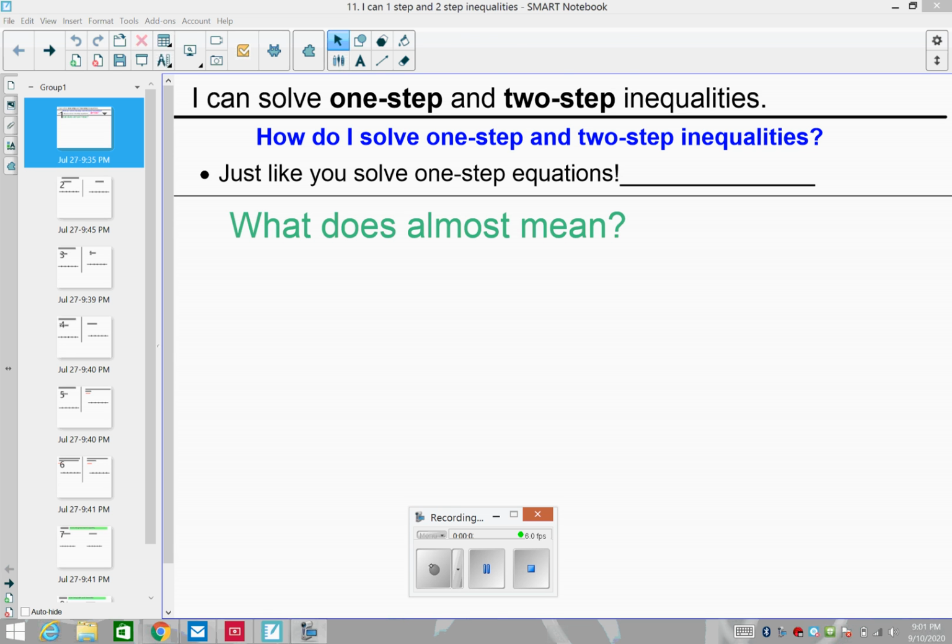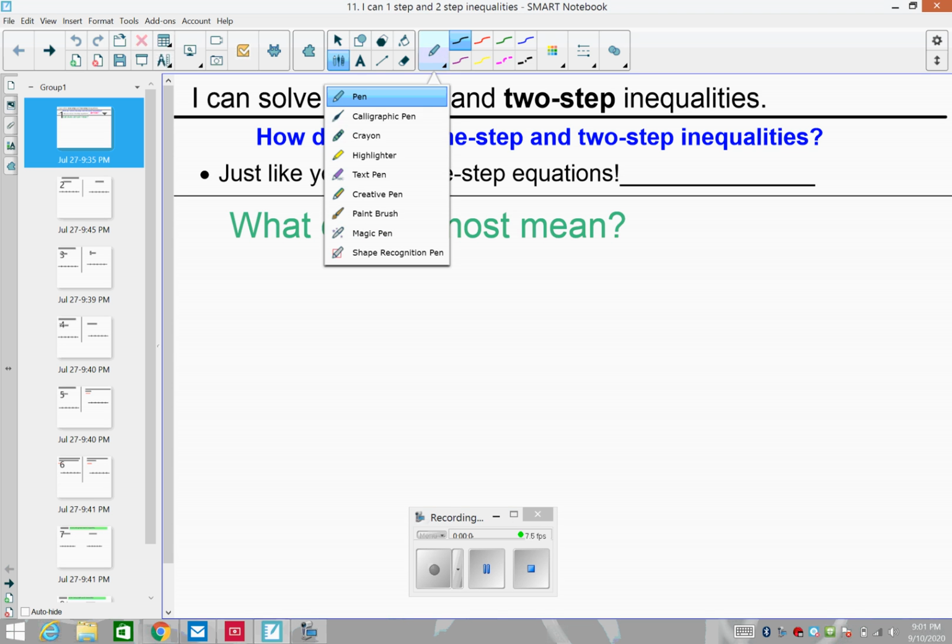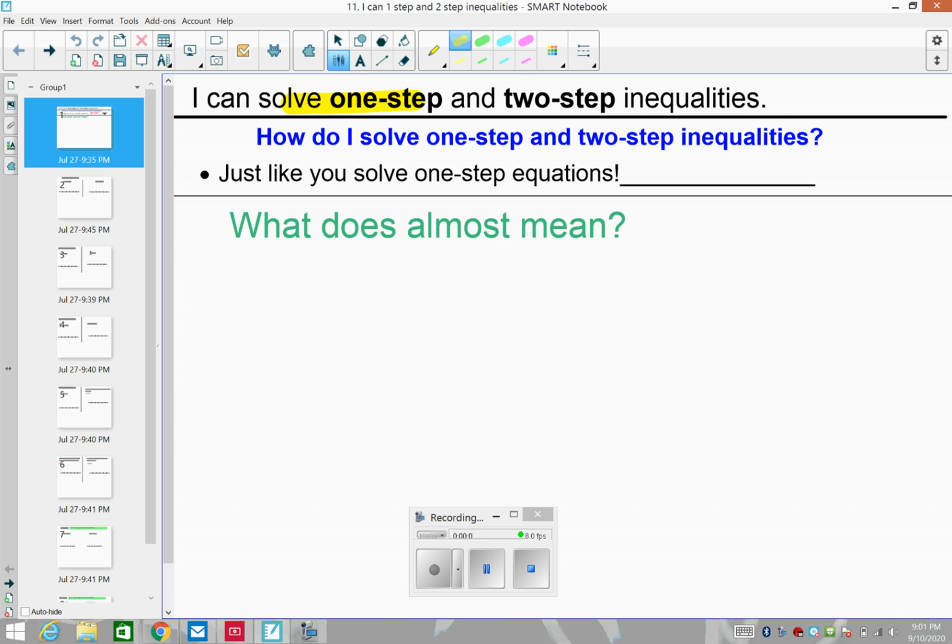Hey, math friends. So our learning target today is that I can solve one-step and two-step inequalities. So we just talked about what an inequality is. We've talked about what an equation is, and so we're going to talk about how do we solve one and two-step inequalities. So it's just like you solve one-step equations almost. So what does almost mean?